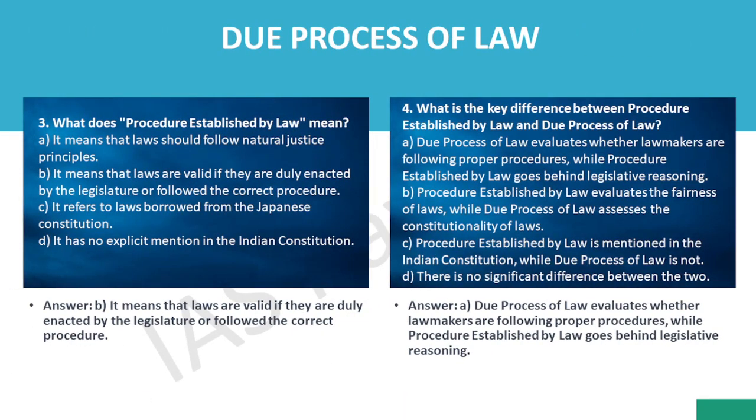3. What does procedure established by law mean? A. It means that laws should follow natural justice principles. B. It means that laws are valid if they are duly enacted by the legislature or followed the correct procedure. C. It refers to laws borrowed from the Japanese Constitution. D. It has no explicit mention in the Indian Constitution. Answer: B. It means that laws are valid if they are duly enacted by the legislature or followed the correct procedure.